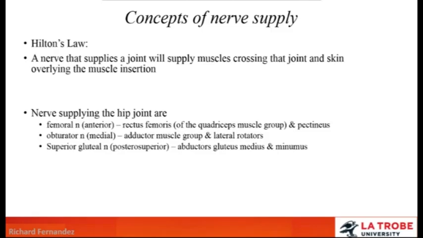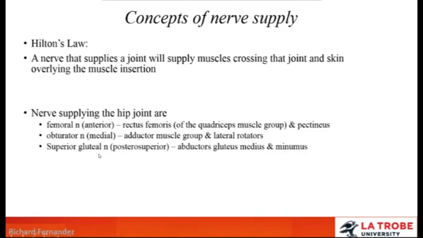When we apply this to the gluteal region, we should appreciate there are three main nerves. There's the femoral nerve, which lies anterior to the hip joint and supplies rectus femoris, one of the quadricep muscles, the only quadricep muscle that crosses the hip, and pectineus, which is an adductor. On the medial side of the hip joint, we have the obturator nerve, and the obturator nerve also goes on to supply the adductor muscle group and the lateral rotators, most notably obturator externus.